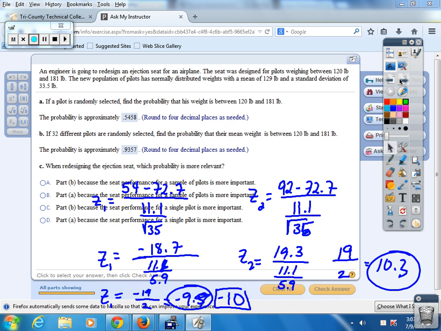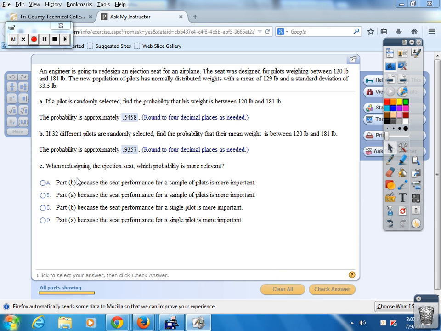Now, time to get the problem wrong. When designing the ejection seat, which probability is more relevant? Now, it says if a pilot is randomly selected, find the probability weight between blah, blah, blah. If 32 different pilots, an engineer is going to redesign an ejection seat for an airplane. The seat was designed for pilots weighing between 120 and 181 pounds. That's what the seat was designed for. A new population of pilots, sounds like a new species of pilots, has normally distributed weights with a mean of 129 pounds.